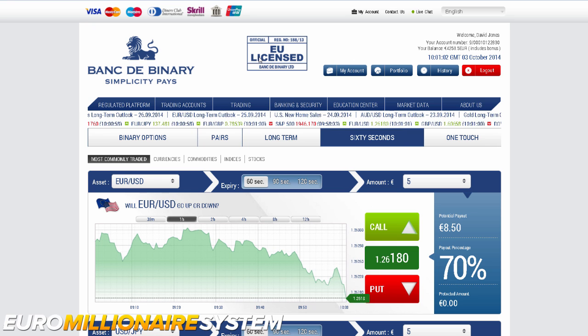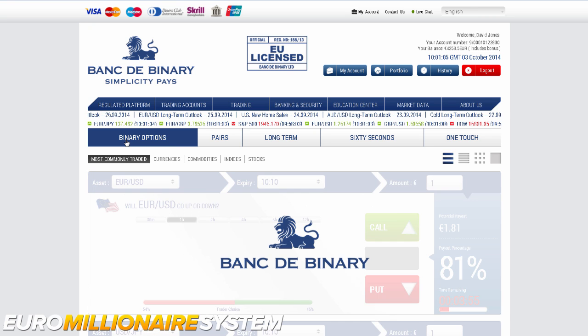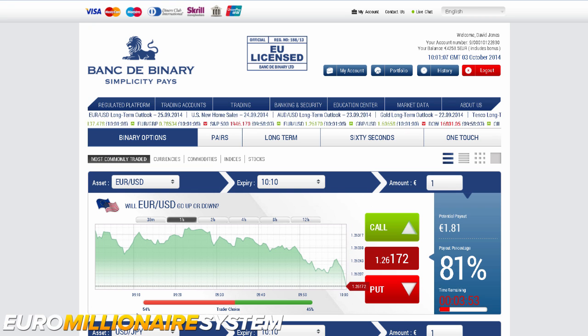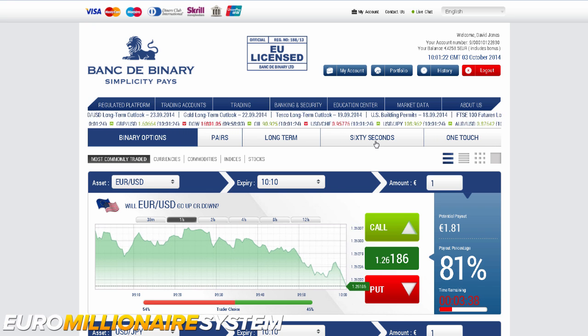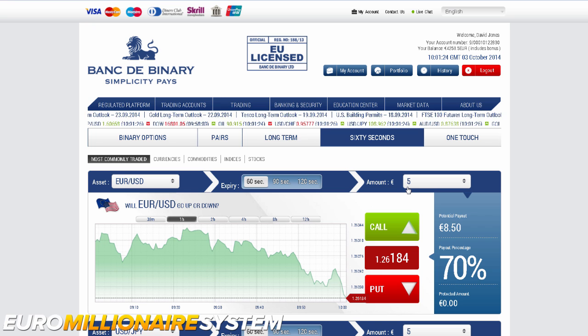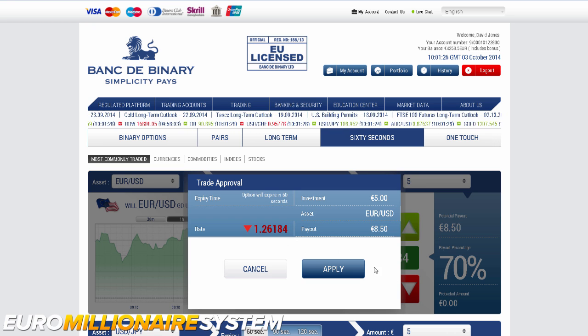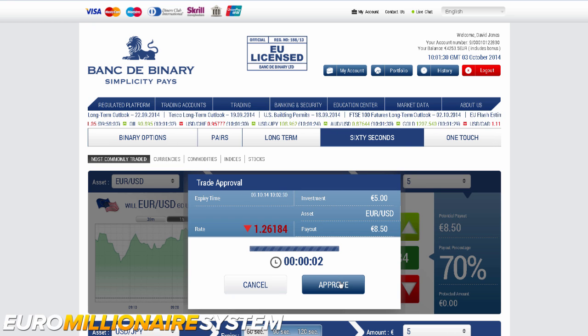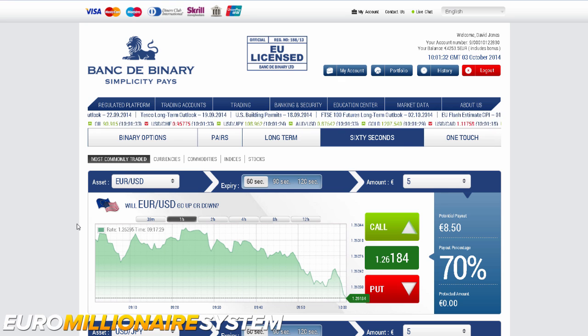Alright, so we're going back to the Trading Sentiment tool to check what others are doing. Let's just click on the Binary Options tab right here. Alright, so 54% of traders are placing put trades, so we're going with that majority and also going to place a put trade. We're now placing another €5 trade. Let's click on Put, then Apply, Approve, and we're on.